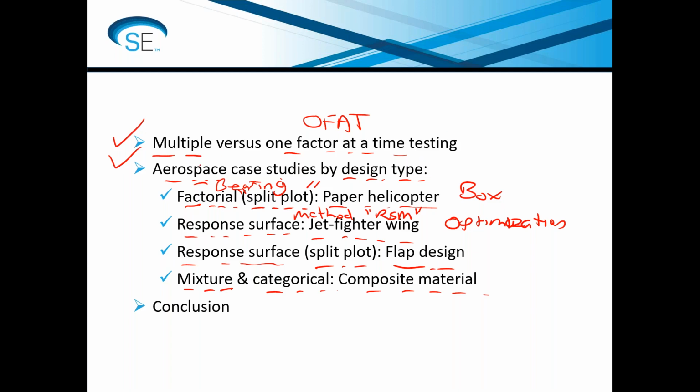The factorial design is used for screening and characterizing interactions. And then the response surface is used for optimization. And then mixture design is used, of course, for formulations. So there's a whole strategy here, and it's important to pick the right design. And then we'll wrap up at the end, and hopefully maybe a few questions that come in on chat. We'll talk about that.